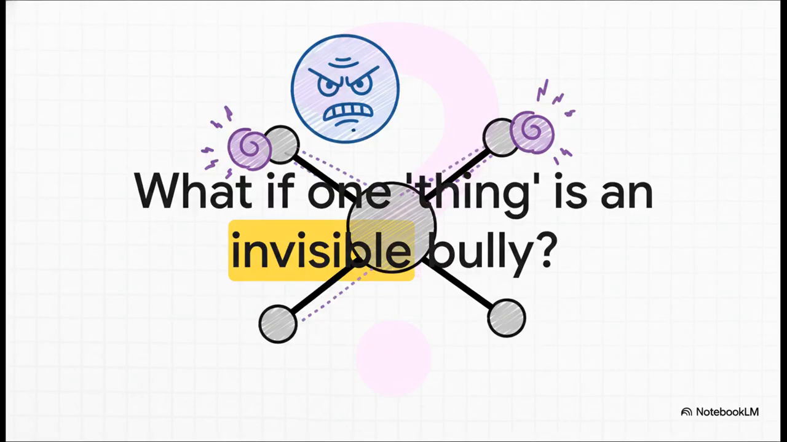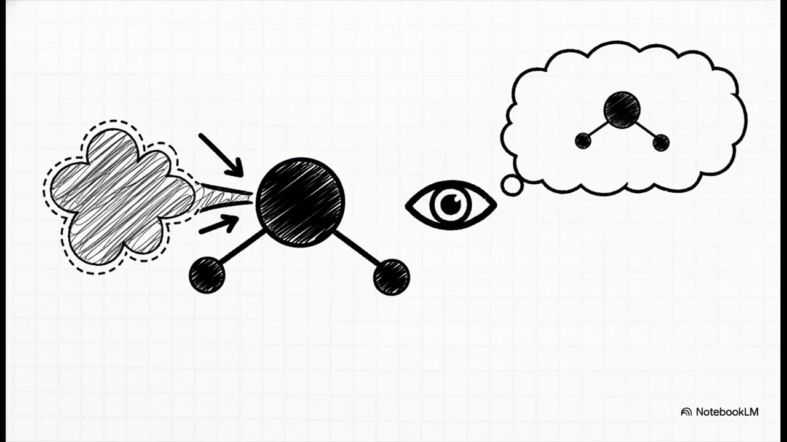Okay, now this is where it gets really fun. Up till now, all our things have been bonds connecting to other atoms. But what happens if one of those things isn't a bond at all? What if it's just a pair of electrons sitting there, what I like to call an invisible bully? This is a lone pair of electrons. It is absolutely a thing, just like a bond is. It's a big blob of negative charge, so it still needs its personal space and it pushes everything else away. But here's the twist.